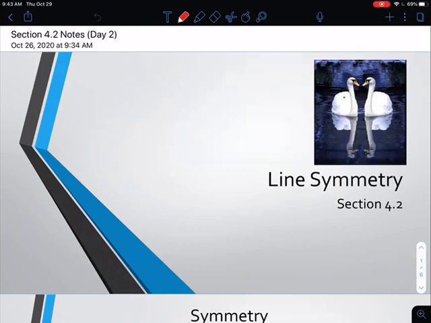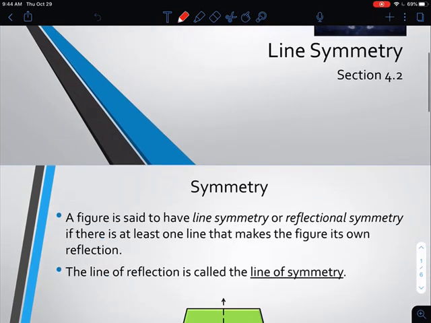All right, so today we're going to go through the same section we went over yesterday. We're just going to add a little bit to it. So yesterday we talked about reflections, so moving an entire figure across a given line of reflection. Today's just going to extend a little bit of that topic and talk about line symmetry.